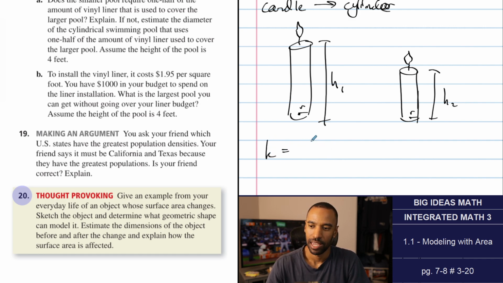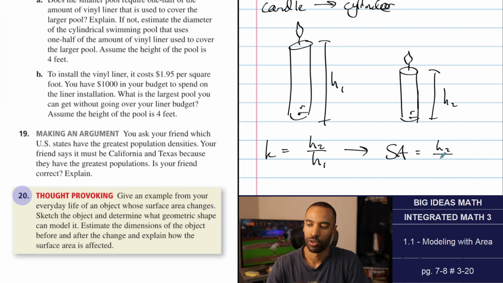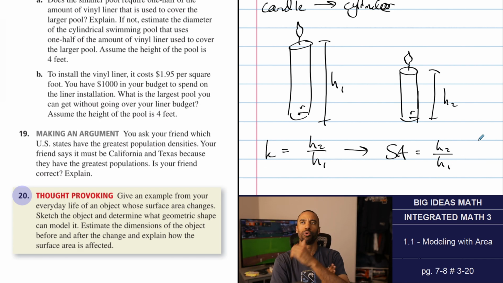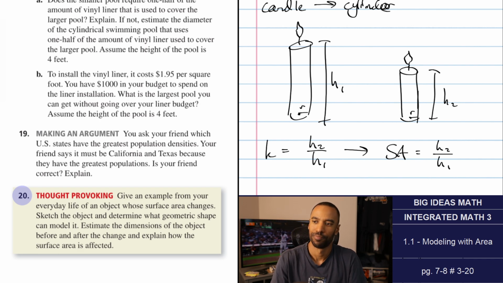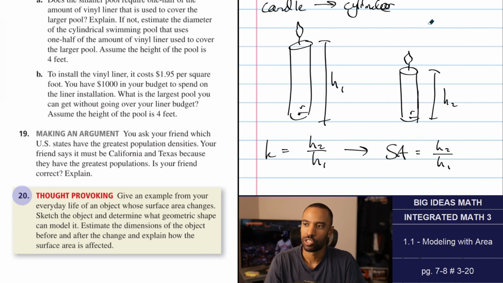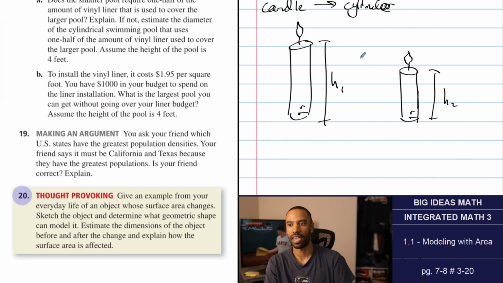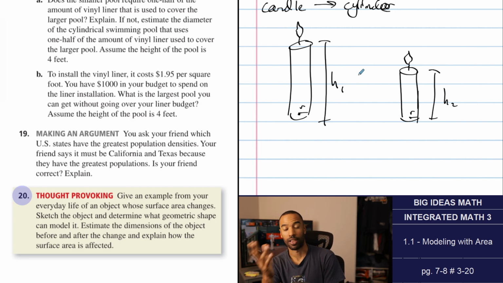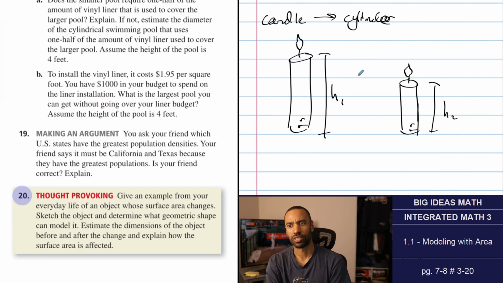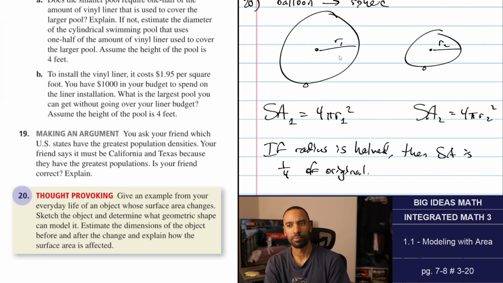So k is H2 over H1 in that case, and surface area is still H2 over H1. Actually, that's not true, because the base area doesn't change. The bases don't change, so I guess surface area isn't perfect in that way. You have the height, and the lateral area is half, but the base area doesn't change. I don't really know how to answer that one perfectly, but those are just some examples of things.